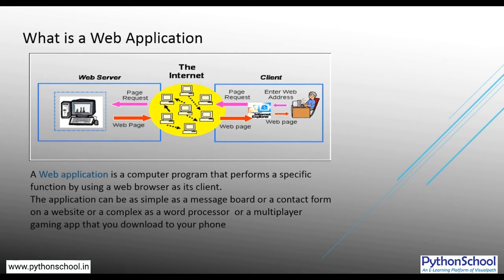As you can see in this picture, a web application is a computer program that performs a specific function by using a web browser as its client. So an application can be anything, for example a message board or a contact form that you fill on a website, or a word processor application, or a multiplayer gaming app that you download to your phone.